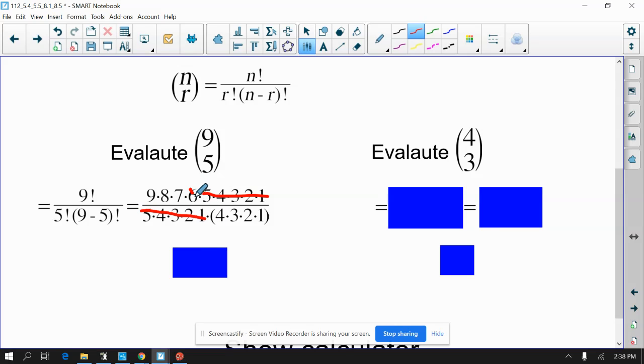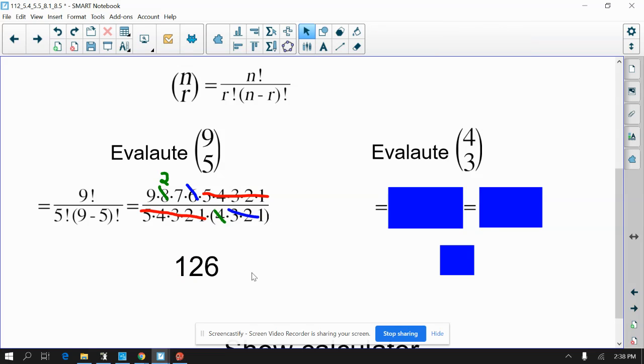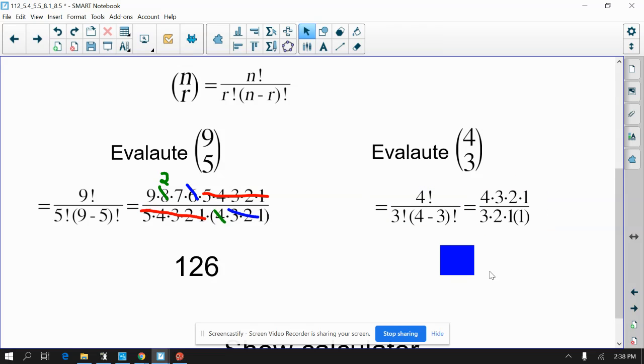The 6 can cancel out with 3 times 2. And 8, I could take 8, and 8 has a factor of 4. So if I take out that 4, that 2 is left over from the 8. So really, 9 factorial divided by 5 factorial times 4 factorial just simplifies to 9 times 7 times 2, which is 126. And then 4 factorial, you plug in the values where they go, evaluate, and you get 4.